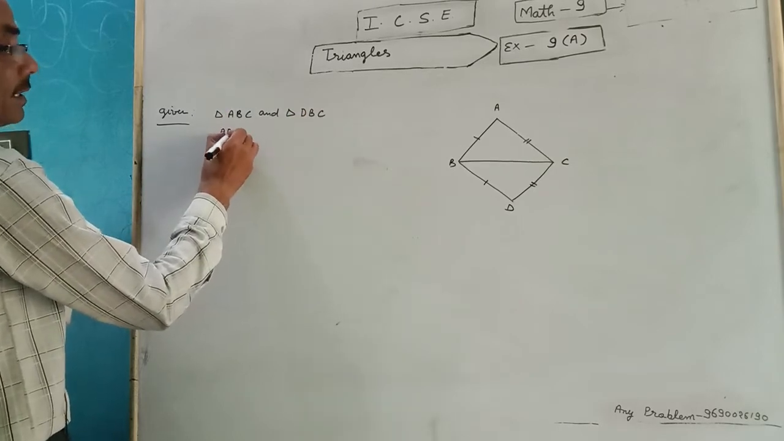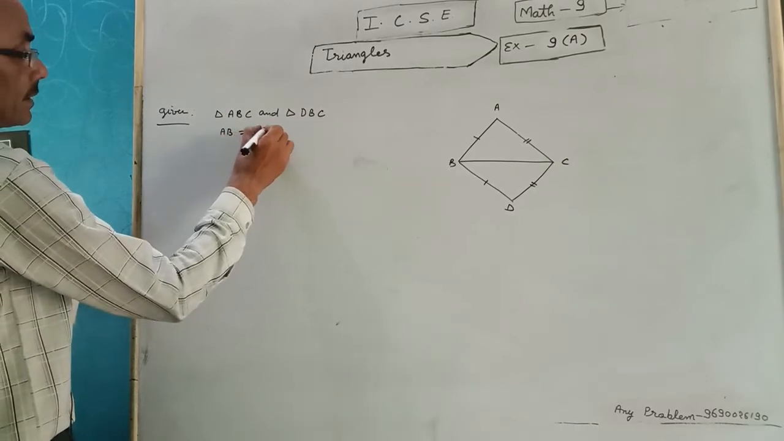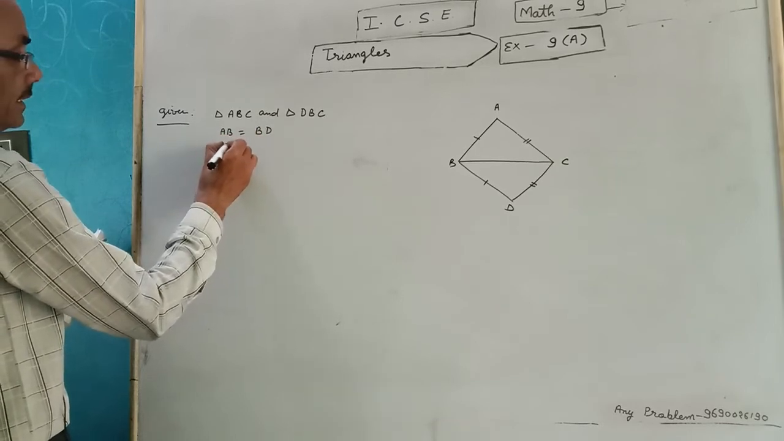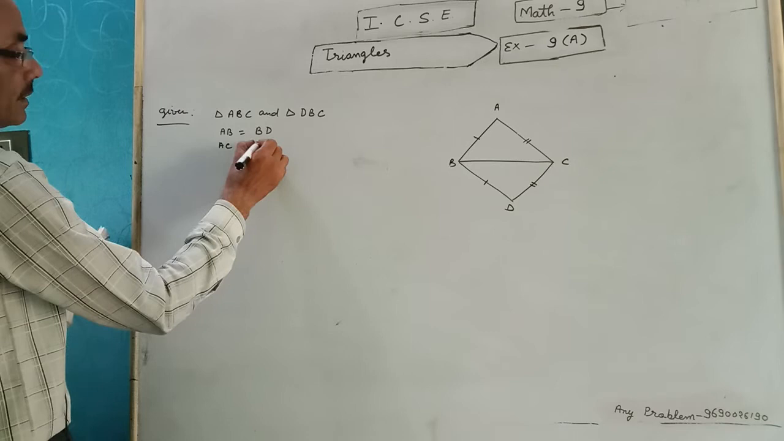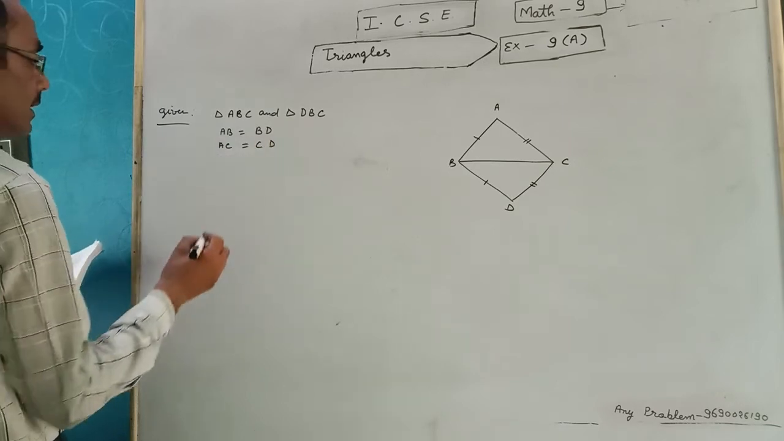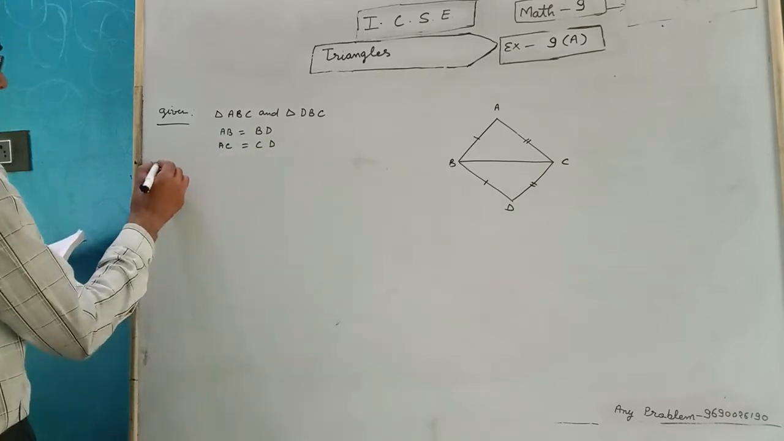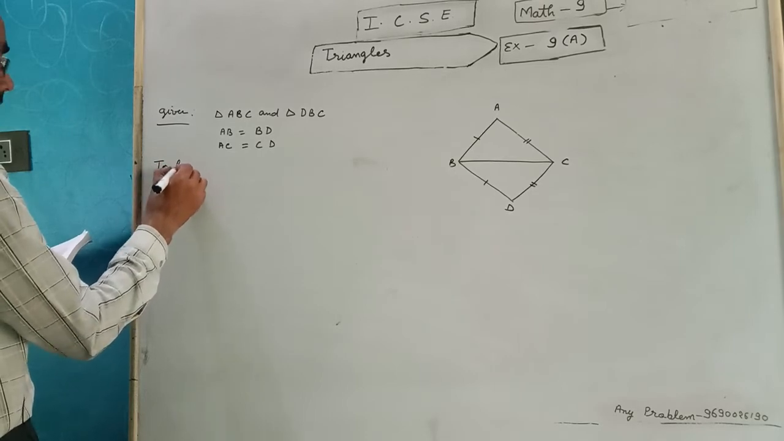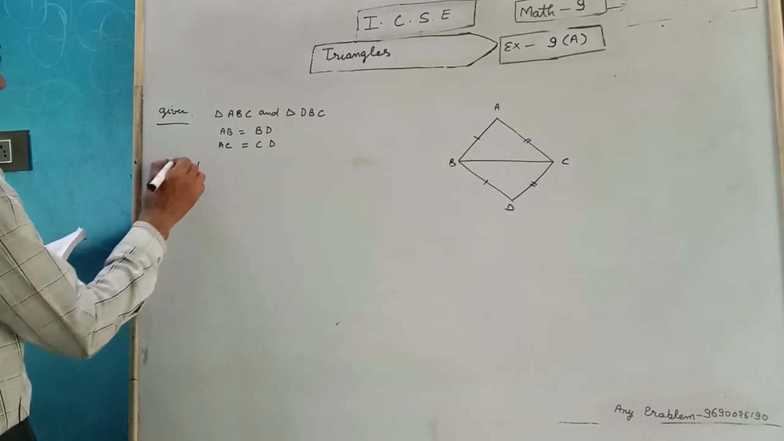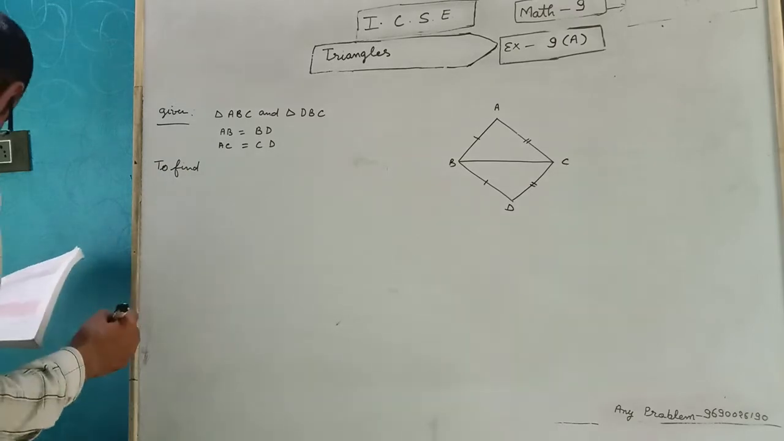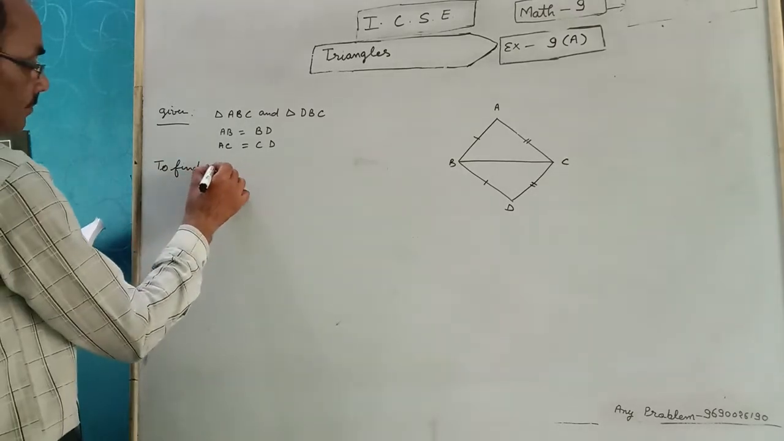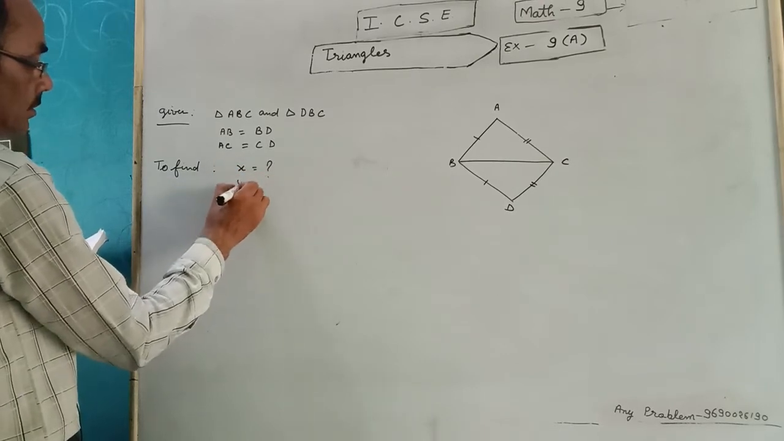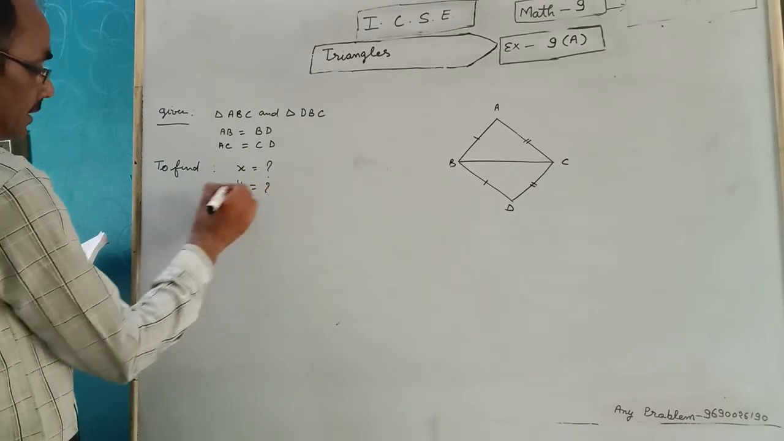Given: AB equal to BD and AC equal to CD are given. To find, we find the value of x and y. x is equal to, and y is equal to.